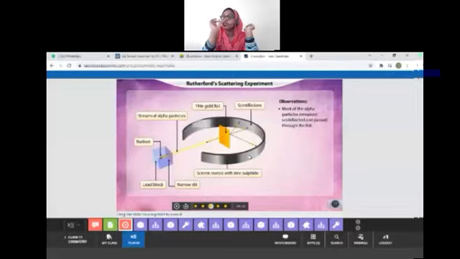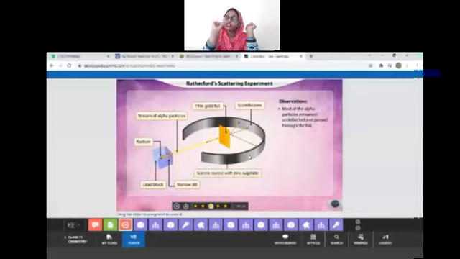And what about the third observation? The third observation was that a very few alpha particles, like 1 in 20,000, were reflected back by 180 degrees.